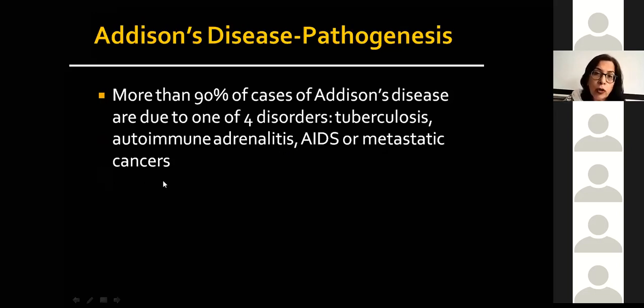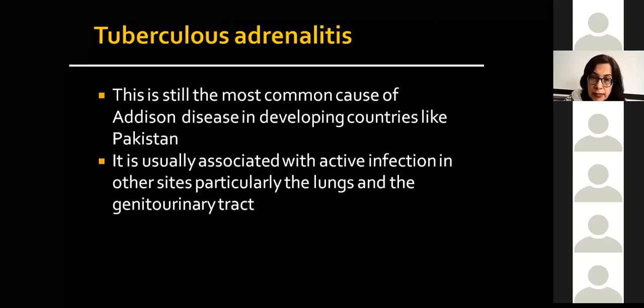Now, in your book, they have written the most common cause of Addison's disease as autoimmune adrenalitis, right? And they have mentioned that autoimmune adrenalitis is the most common cause of Addison's disease in developed countries. In our country, which is a developing country, and in many of the developing countries, tuberculosis is still the most common and most important cause of Addison's disease. So in our country, it is still tuberculosis, right?